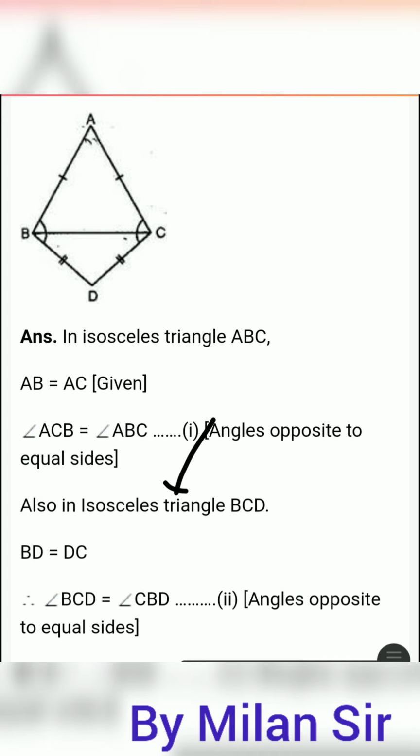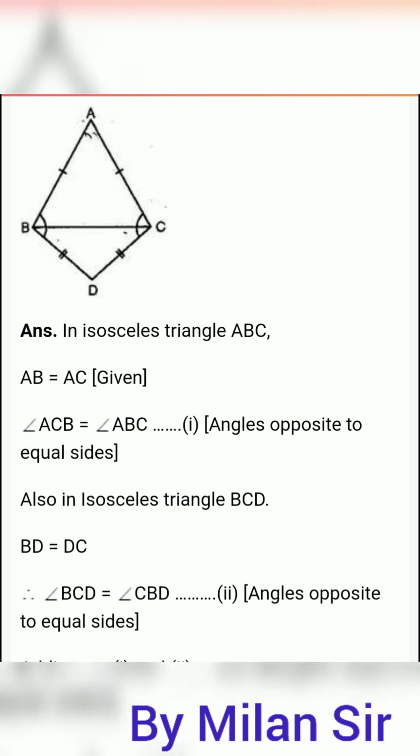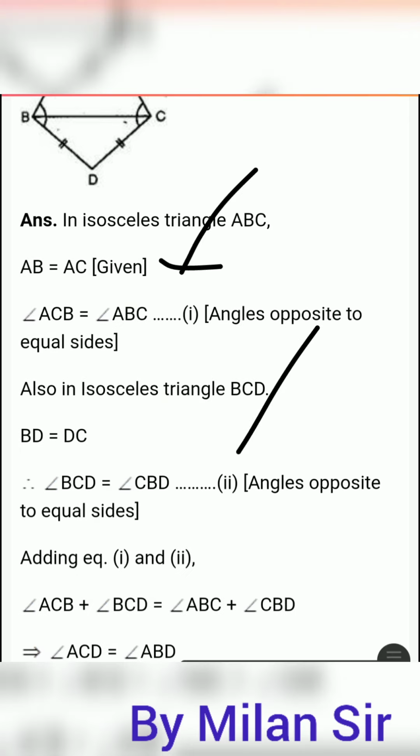Now also in isosceles triangle BCD, that means in downward triangle, BD is equal to CD. So opposite angles are same. Angle BCD is equal with the angle CBD, right? BCD, that means this, and CBD, that means this. So these two angles are same. Now give here equation 1 and give here equation 2. Now write down, add equation 1 and 2.